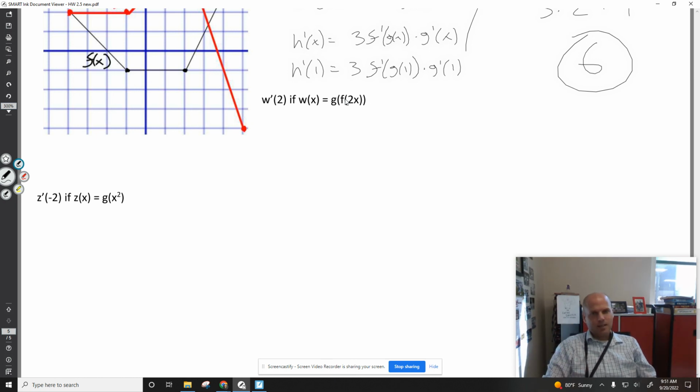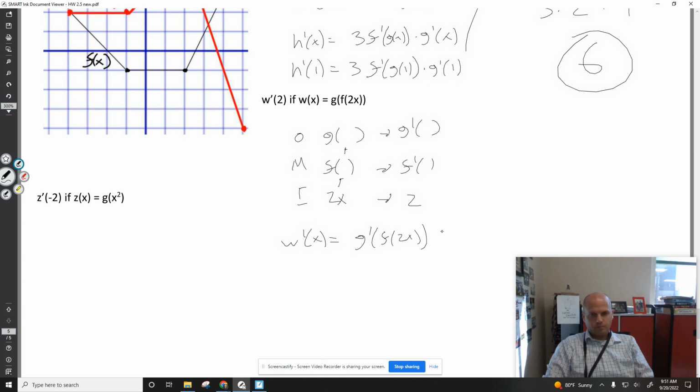Okay? Now, since this is g of f of 2x, that 2x being something other than just x, you have to OMI it. The outside is the g, the middle is the f, but the inside is 2x, because 2x has a derivative that's not 1, it's 2. F's derivative, g's derivative. So, what do we got? g prime of what starts in the parentheses stays in the parentheses, f of 2x, times f prime of 2x, times 2.